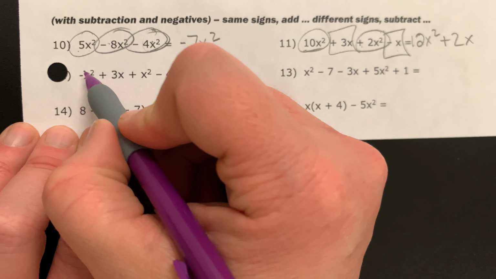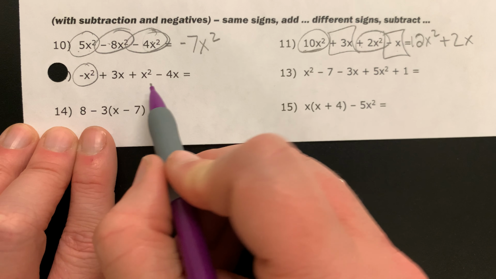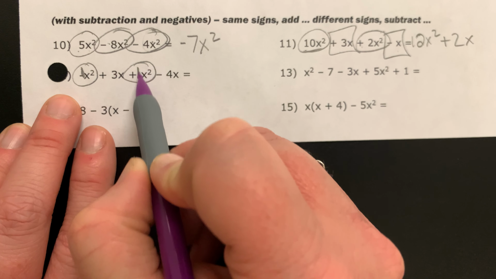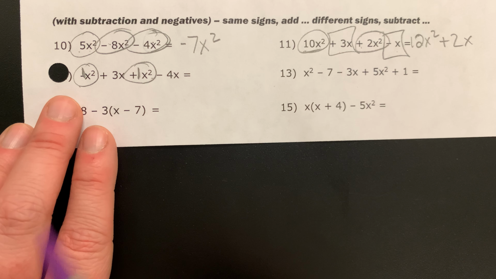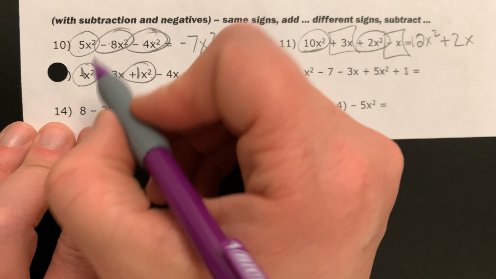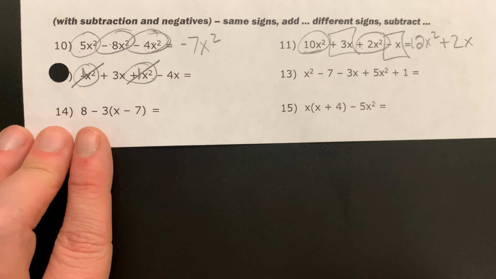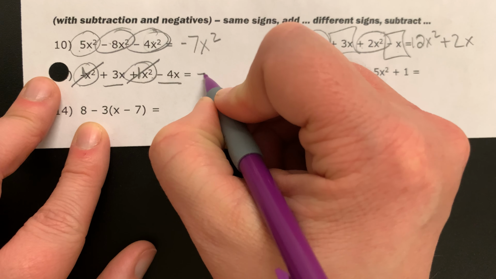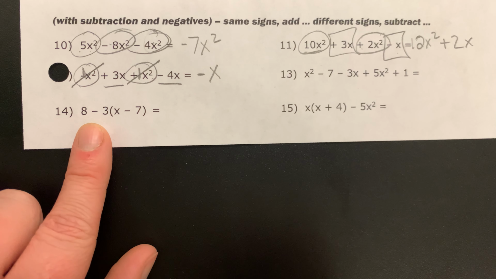Here I have negative x squared, and I'm going to look, there's another x squared. So I have negative 1 plus 1. Well, negative 1 plus 1 equals 0. So I'm not going to write 0x squared. I'm just not going to write it at all. They canceled each other out. So 3x plus minus 4x is negative 1x.